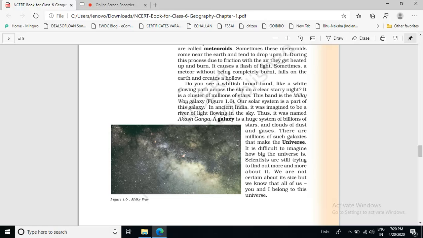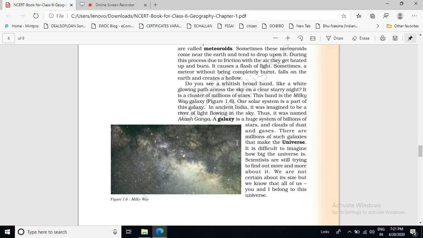So, what is a galaxy? A galaxy is a huge system of billions of stars and clouds of dust and gases. There are millions of such galaxies that make the universe. Okay, so a galaxy is a group of billions of stars, clouds of dust and gases, and one such galaxy is the Milky Way Galaxy. There are so many galaxies in the universe.